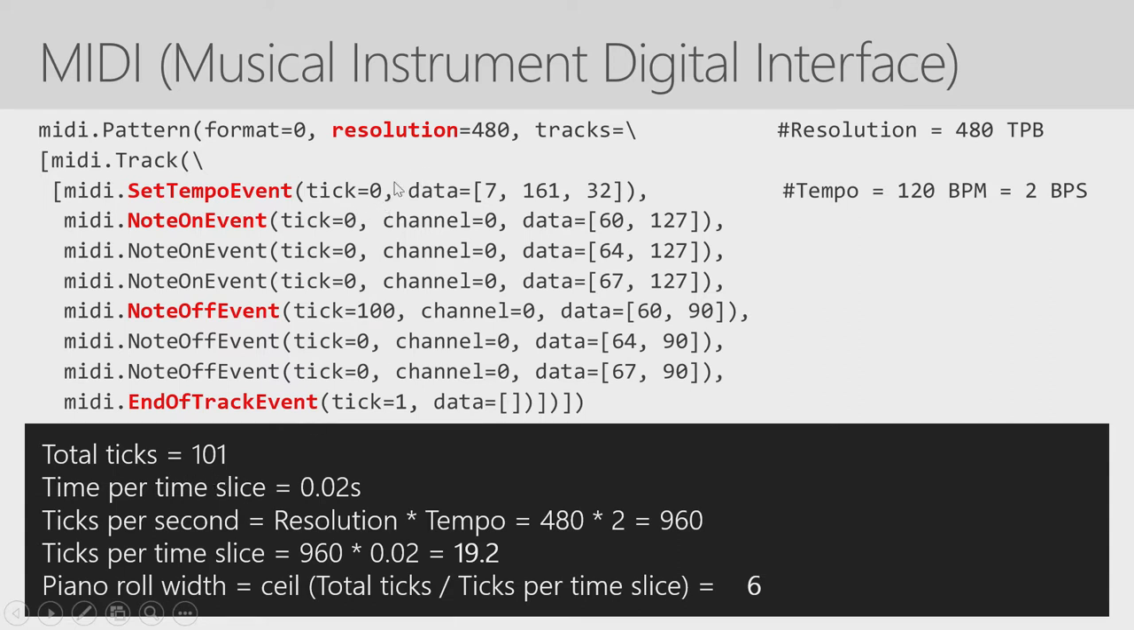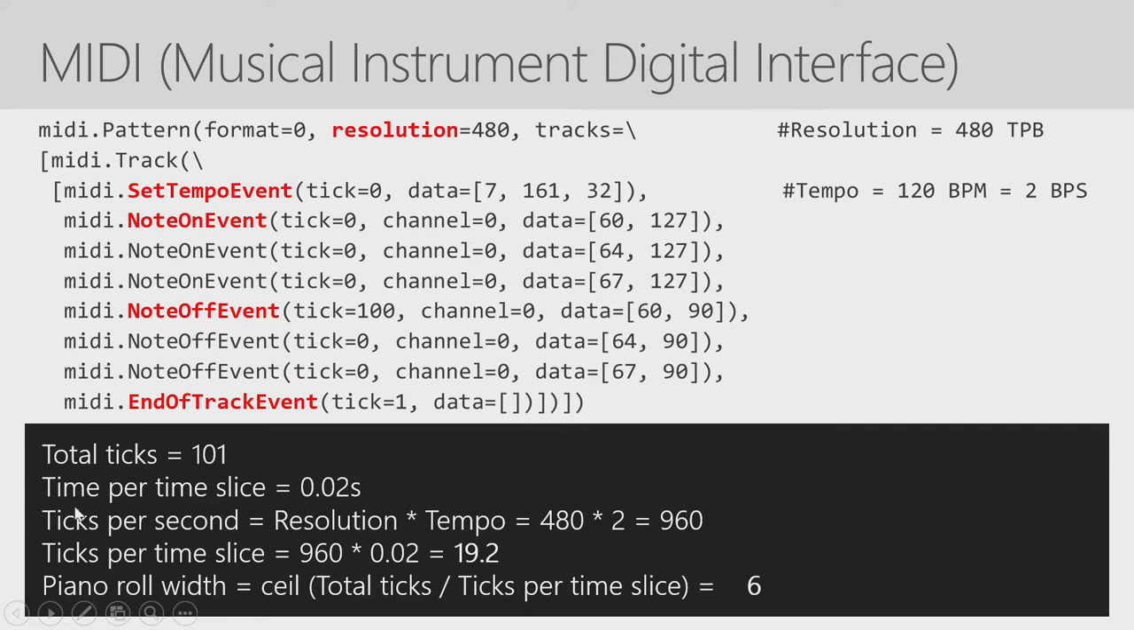In MIDI, something that's really important is that ticks are represented in relative time. That is, each tick is relative to the previous tick. So if you need to add up all these ticks to get the entire number of ticks in the file, you see 0 plus 0 plus 0 plus 0 plus 100 plus 0 plus 0 plus 1.